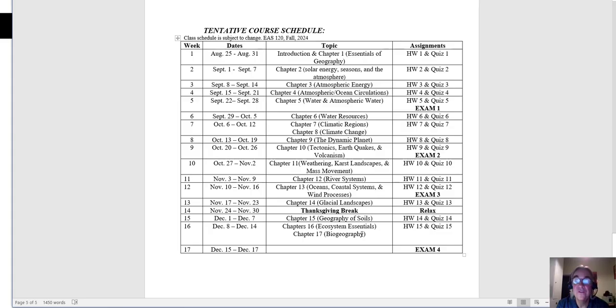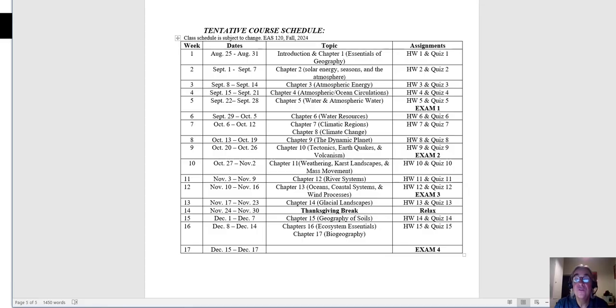So these actually go really close together. Homework 15 and quiz 15. And then during finals week, that's 15th, 16th, and 17th, you can take exam 4. It's not longer than any of the other exams. It's just over the last quarter of the class. Okay, so that's the tentative schedule. Hopefully we'll stick to it pretty rigorously. I don't really see it changing much unless there's some major development.